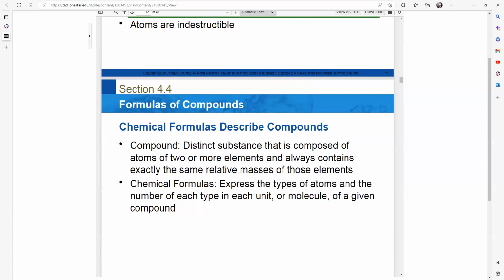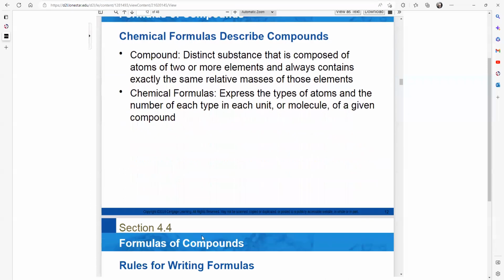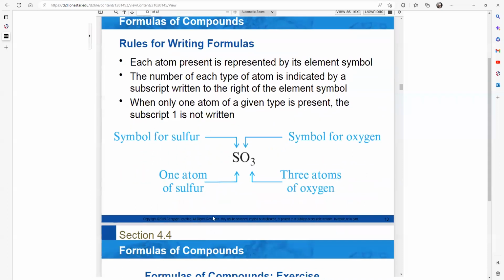Chemical formulas describe the compound. What is a compound? It's a distinct substance that is composed of atoms of 2 or more elements and always contains exactly the same relative masses of those elements. What is a chemical formula? Well, it expresses the types of atoms and the number of each type in each unit or molecule of a given compound, of course. For example, here we can see SO3.